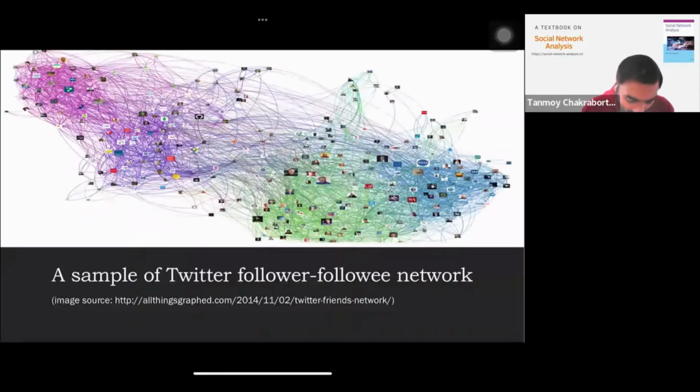Okay. So now this is a typical sample Twitter network that was drawn way back in 2014. And you see already it is so complex, right? You can't analyze the properties of this network by just looking at it. Okay. So you need certain tools, certain mechanisms, certain theorems, properties, by which you can analyze the entire network in general.